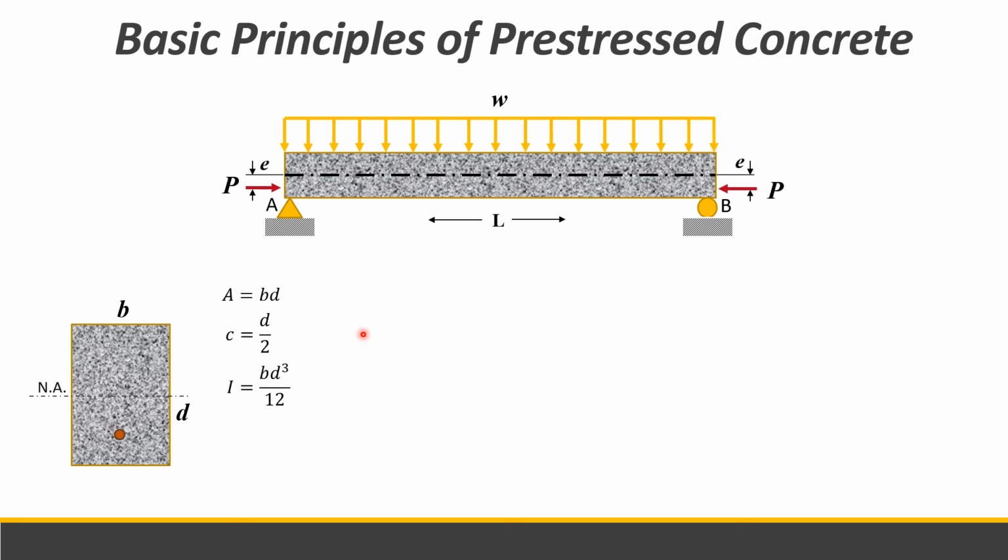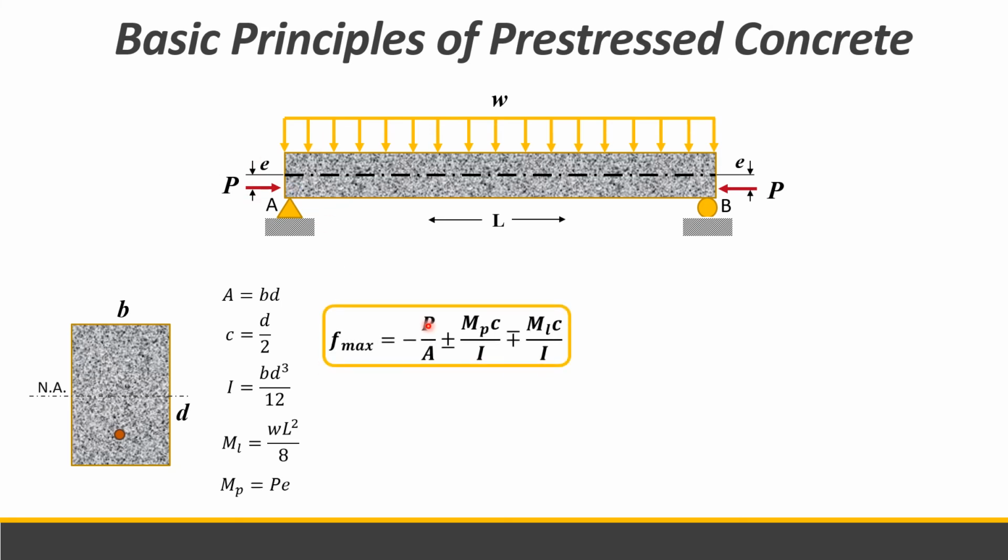You are all familiar with this, no? Moment of inertia with respect to the neutral axis is BD cubed over 12 for a rectangular cross section. And then the maximum moment, which is at midspan, is omega L squared over 8. So this is the moment due to the loading, due to the omega. We have already taken this up in concrete design, so you know how this is derived. And then the moment due to pre-stress is simply P times E.